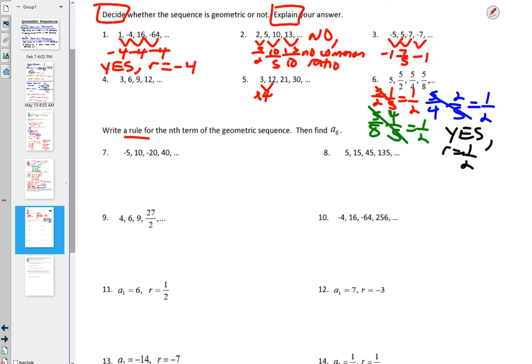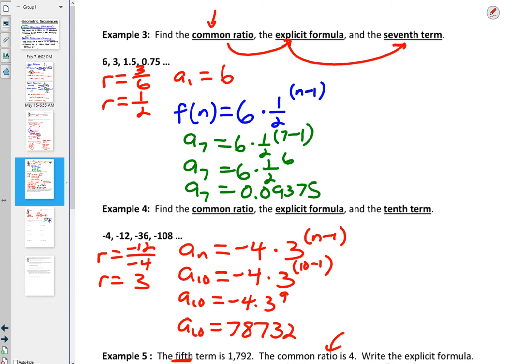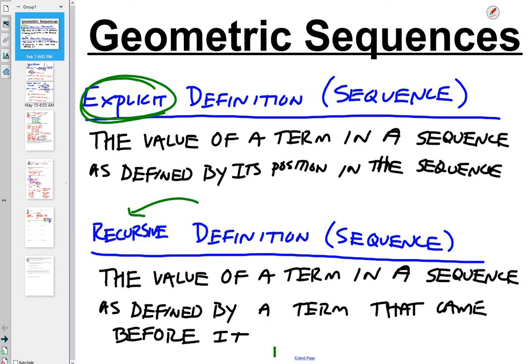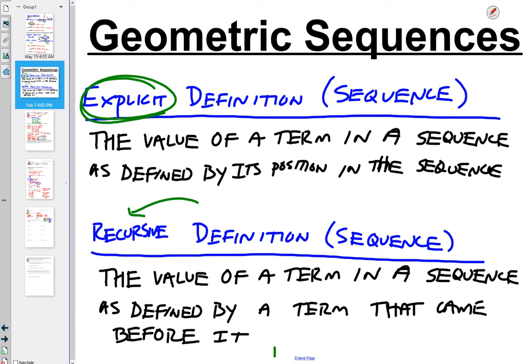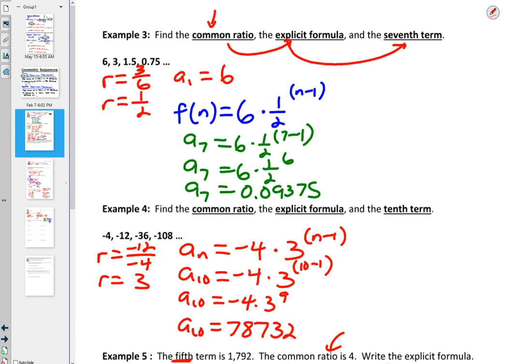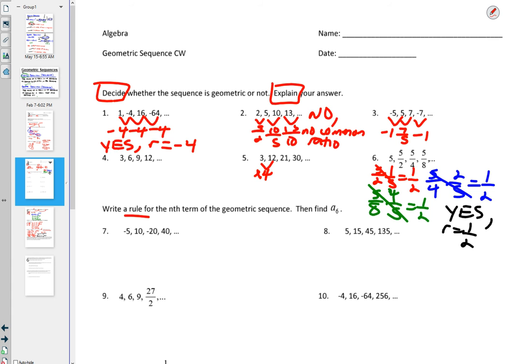What did I tell you another word for rule was? Okay, definition. And what's another word for definition that we saw already today? Principle. No. That we saw today. Like earlier on, the word definition was attached to explicit and recursive. On the previous page, what word do you see attached to it? Yeah, formula. So when they ask for rule, write the explicit formula.